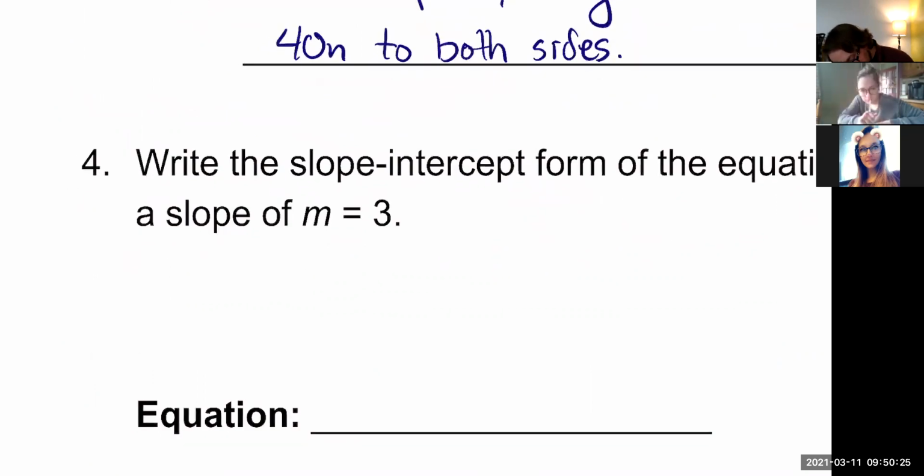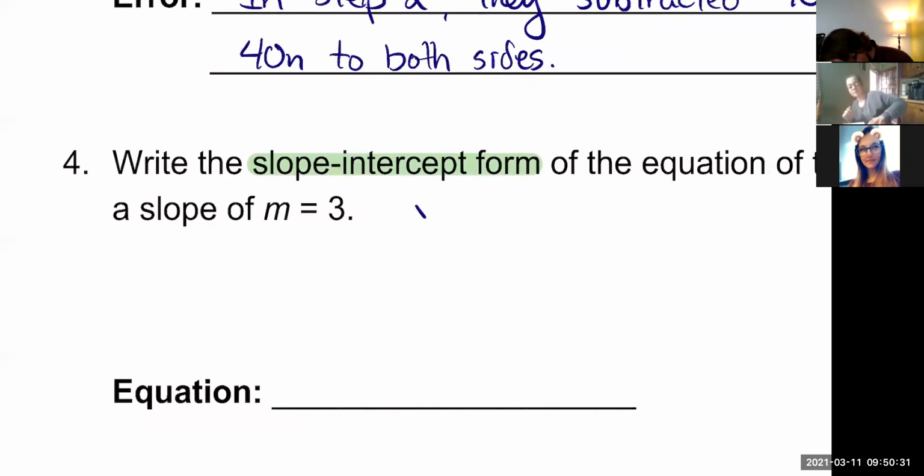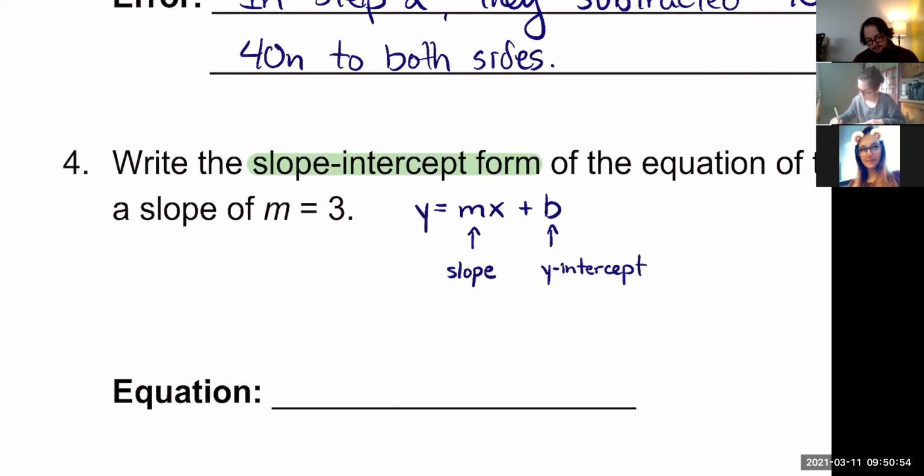First off, slope-intercept form is y equals m times x plus b. And as a quick recall, m is always our slope. b is always our y-intercept. Well, good news. It gave us the slope, m equals 3. So we're technically already halfway there.